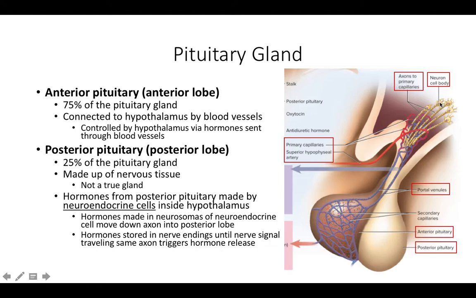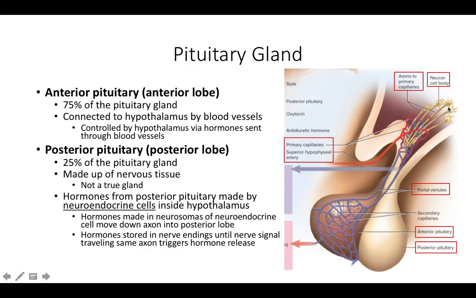The posterior pituitary is really made up of nervous tissue, and in that way it's not really a true gland. If the hypothalamus wants to share information with the posterior pituitary gland, it sends it through nerve signals. It has these neuroendocrine cells that we talked about in the last section, which act just like neurons, but they also produce hormones. They produce hormones up here in the neurosomas, or the cell bodies, and then those hormones travel down the axons into the posterior pituitary lobe.